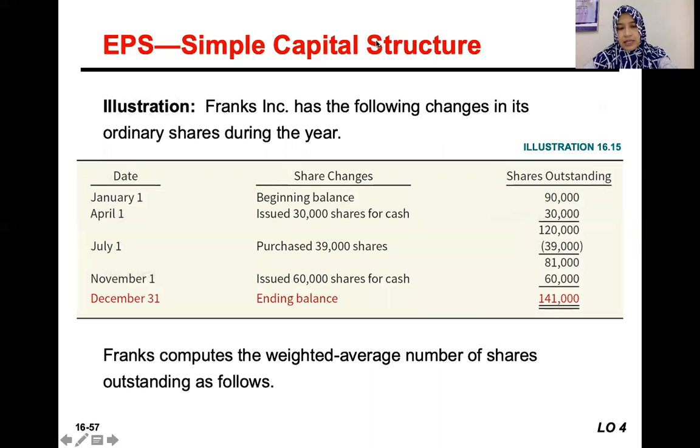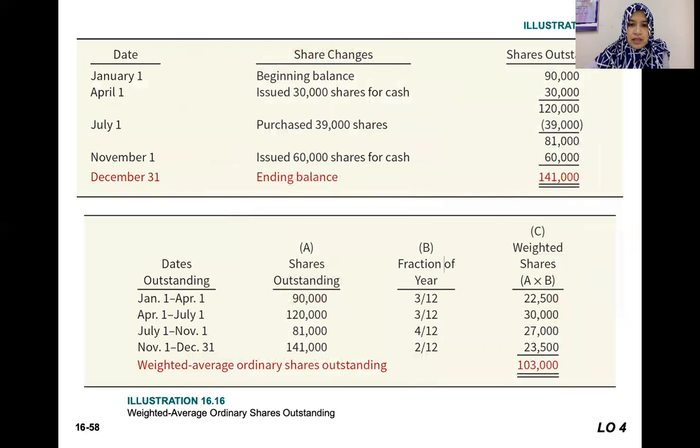In this example, let's say on January 1, the company has a beginning balance of 90,000 shares outstanding. On April 1st, they issue additional shares. On July 1st, they purchase treasury shares, 39,000. And then on November 1st, they issue another 60,000 shares. So how do we calculate the weighted average ordinary shares? We have to identify how long each class of shares has been outstanding. The first one, January 1st until April 1st, the beginning balance of 90,000, has been outstanding for 3 months.